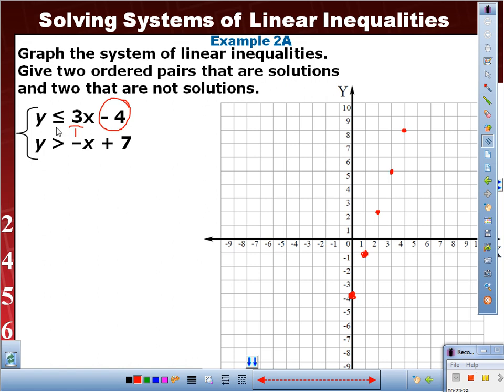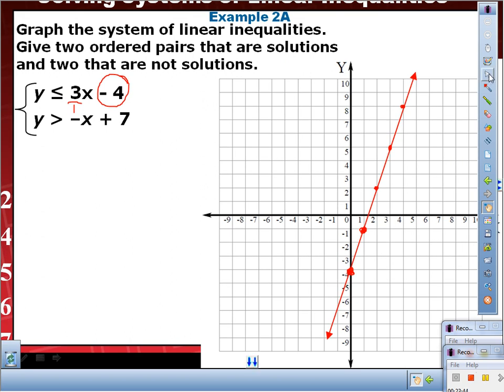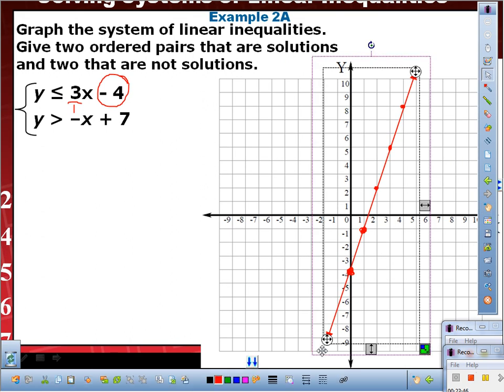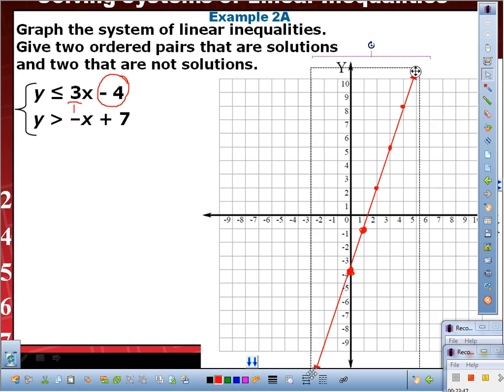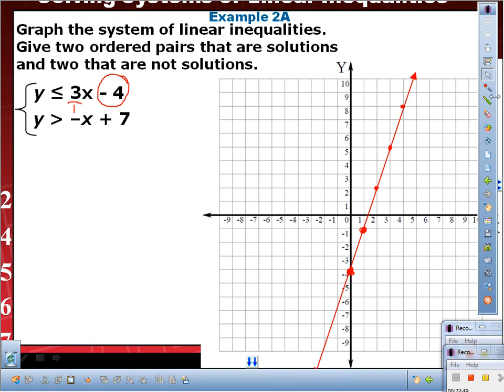Now look at the inequality symbol. It's equal. That means it's a solid line. Is that correct? So that one's going to be a solid line. Make sure you go all the way across your coordinate plane. Am I done? No, I need to shade.